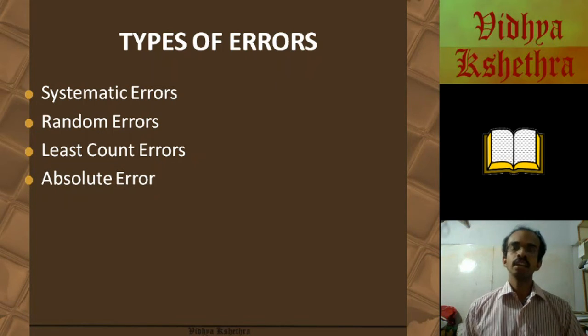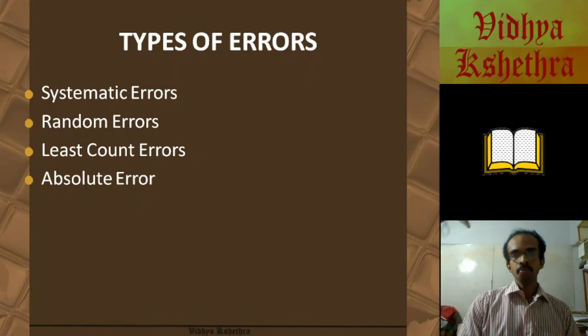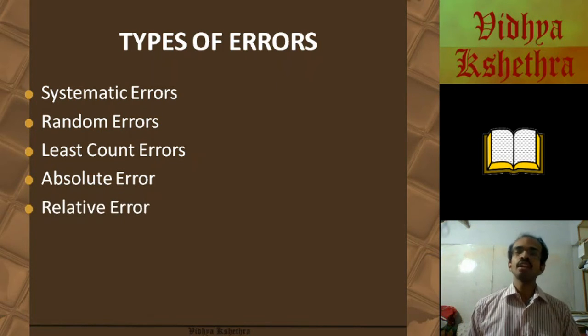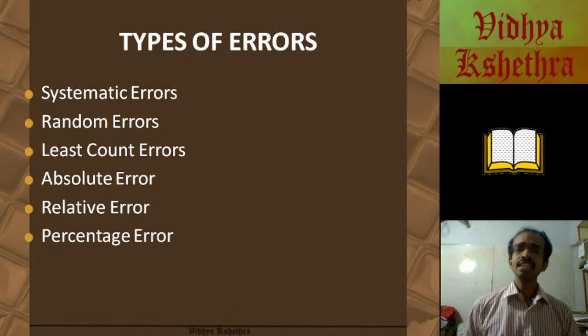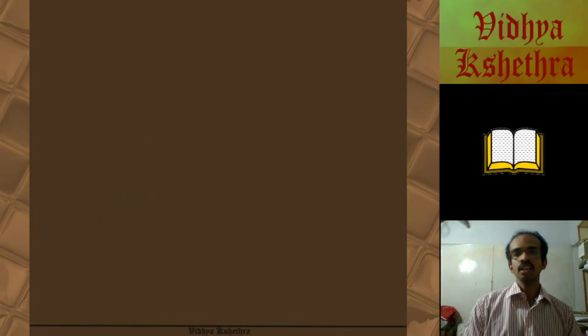Now, absolute error. Absolute error is the difference of the magnitude of the measured value from the true value of the quantity. That is, it is the absolute value, without any sign. That is, it is the modulus. Then there is relative error. Relative error is the ratio of the mean of absolute errors to the mean of all the readings taken by the instrument. If the relative error is expressed as a percentage, then it is called percentage error.